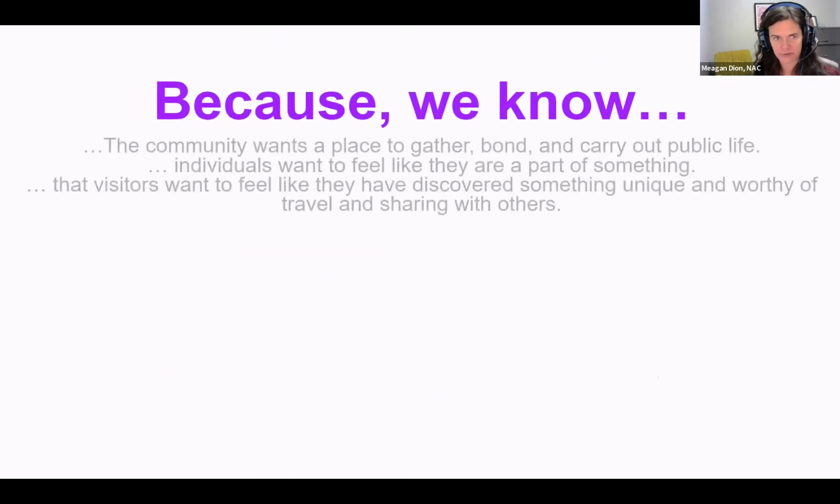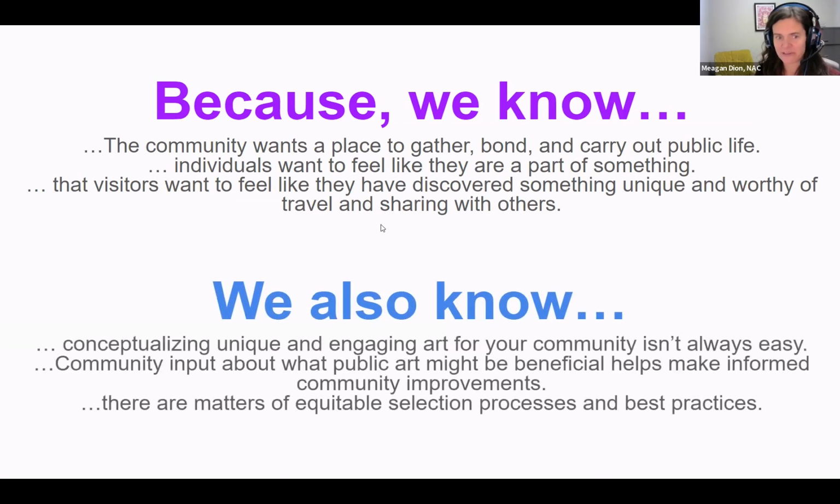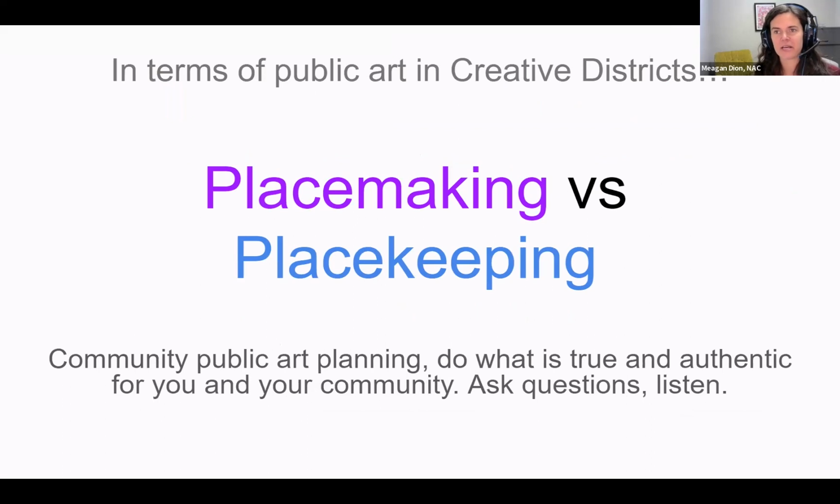We do this because we know that the community wants a place to gather, bond, and carry out public life, because individuals want to feel like they're a part of something, and because we know that when visitors come to visit our communities, they want to feel like they've discovered something unique and worthy of travel and worthy of sharing with other people. But we also know that conceptualizing unique and engaging art for your community isn't always easy. Community input about what public art might be beneficial helps make informed community improvements. And there are matters of equitable selection processes and best practices. Those equitable selection processes and best practices are primarily what I'll be focusing on in my presentation today.